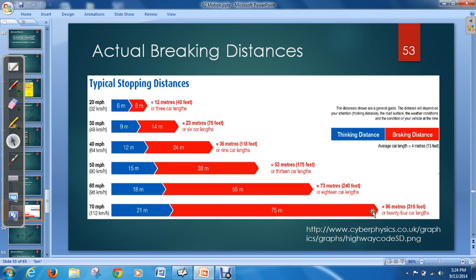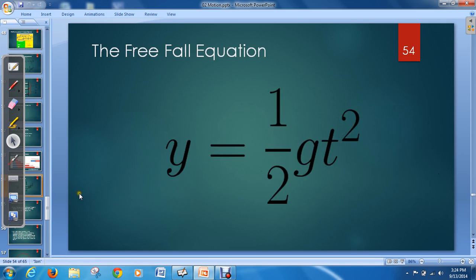It gets harder and harder to stop, right? It's taking you more and more distance to stop. So this comes straight out of the kinematic equations. Very interesting. And last of all, we talked about the free fall equation.